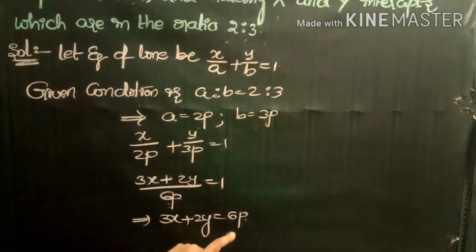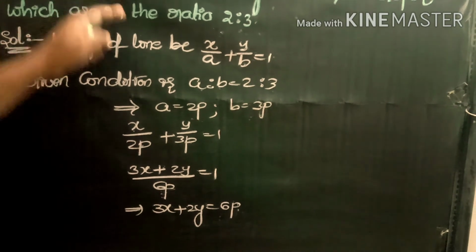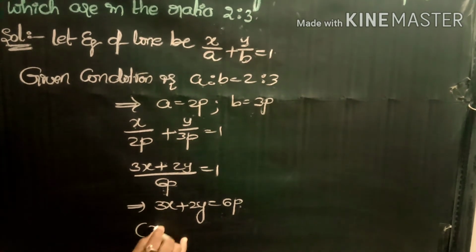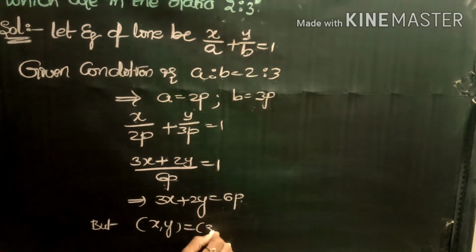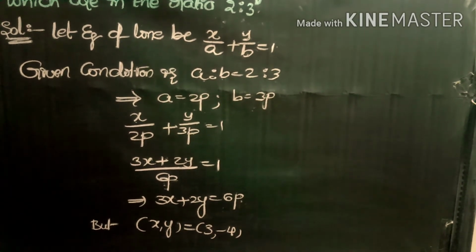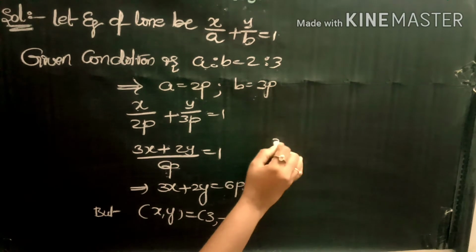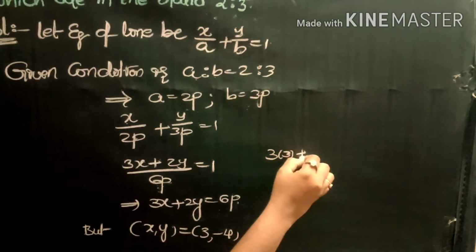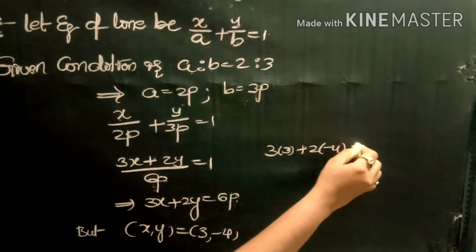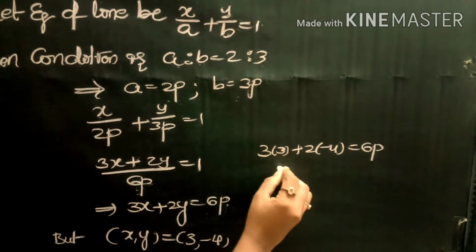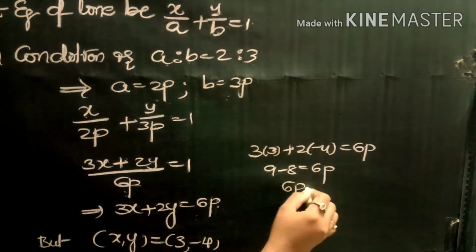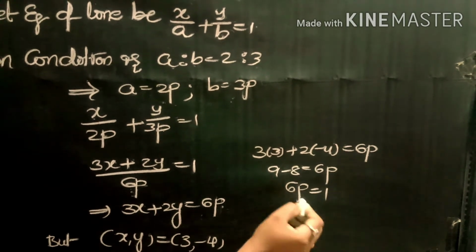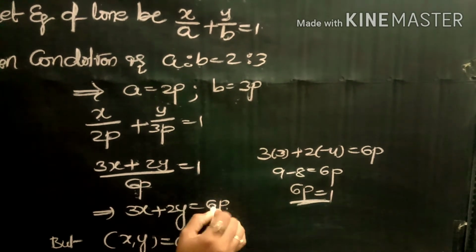Now to find the value of p, we are replacing the given point in this equation. Here (x, y) = (3, -4). Now substituting this point here, 3 into 3 plus 2 into -4 is equal to 6p, which implies 9 - 8 = 6p. Then the value of 6p is equal to 1. Now we are replacing 6p = 1 in this equation.